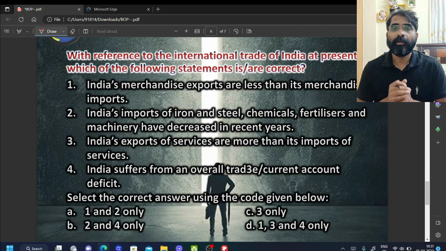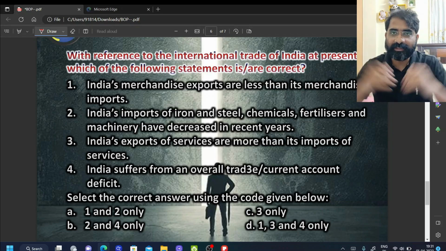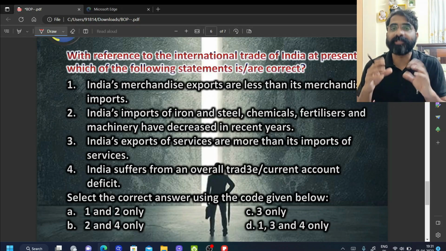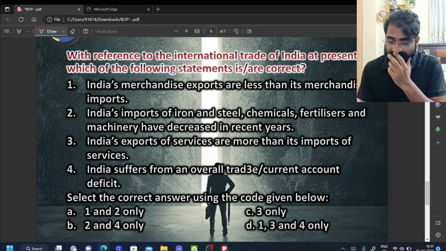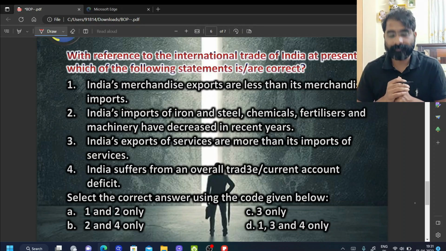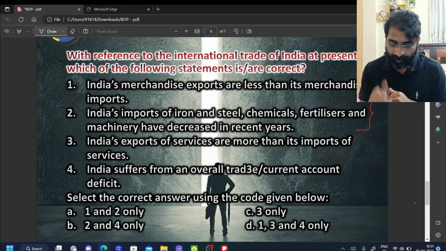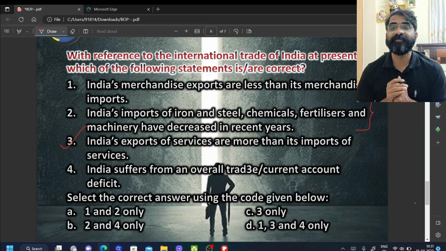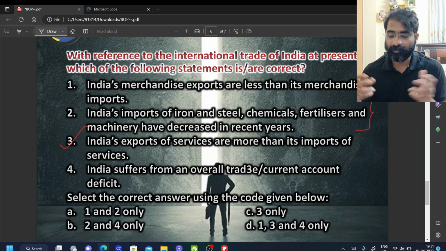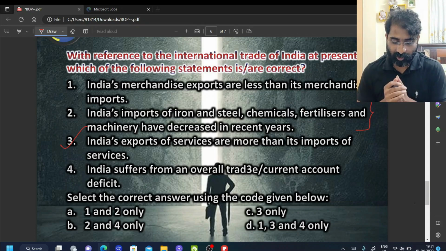Now last question. With reference to the international trade of India at present, which of the following statements are correct? Now, through logic, we can answer this question. Merchandise export means trade, basically goods only. Exports are less than its merchandise imports. India's import of irons, chemicals, fertilizers have decreased in the recent years. This is the data which we may or may not know. India's export of services are more than its imports. This is true. India is generally positive with respect to services. Exports is more than its imports. So three should be there.